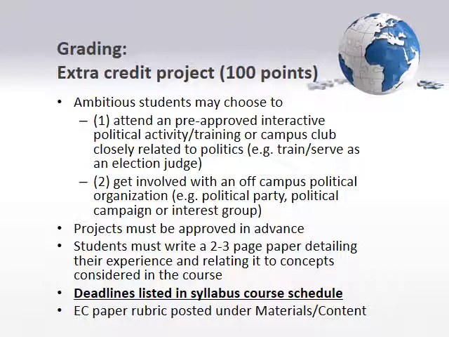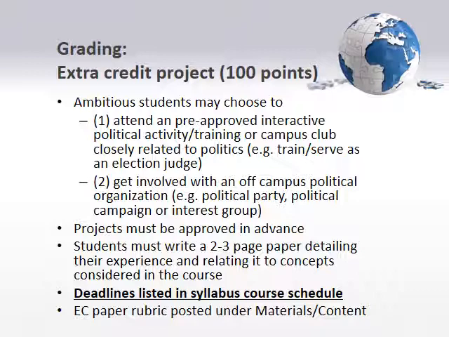You may also complete, if you wish, an optional extra credit civic engagement project that's worth up to 100 additional points. To do so, you would need to attend a pre-approved interactive political activity or training. So that's something that would need to be pre-approved by me before you actually do it, or participate in a campus club that's closely related to politics. For example, you could get training and serve as a Minnesota election judge, or you could become an Inver Hills student senator and get involved with student government here on campus. So those would be 2 examples.